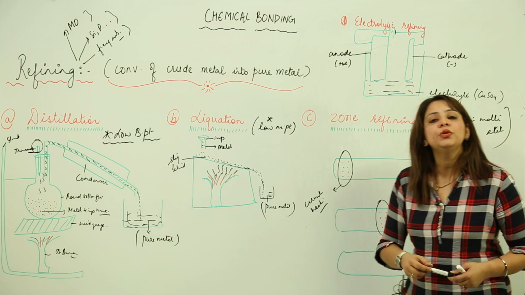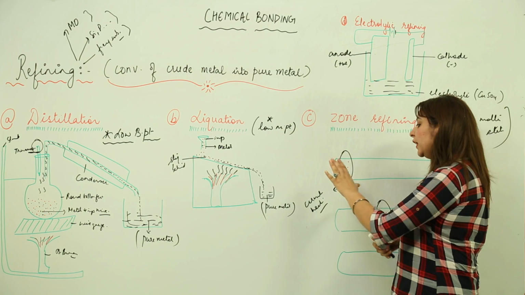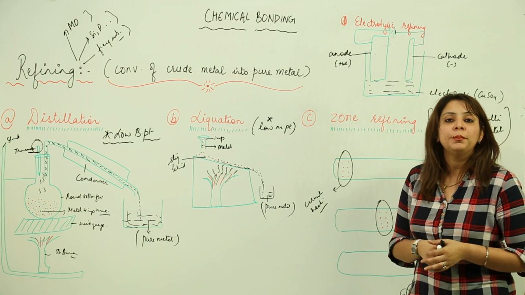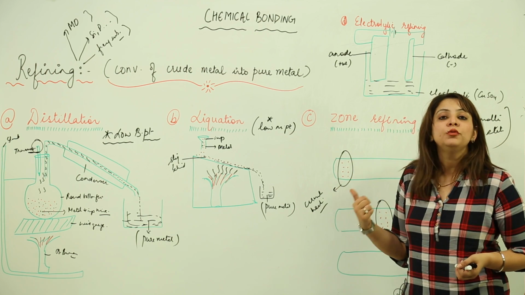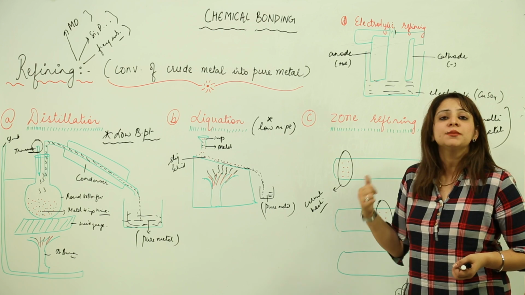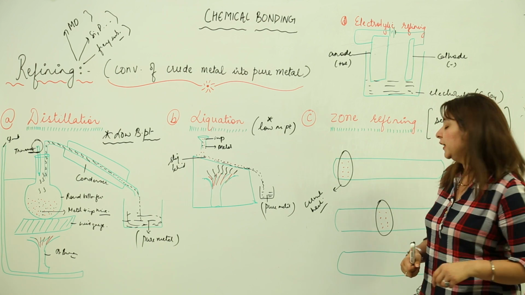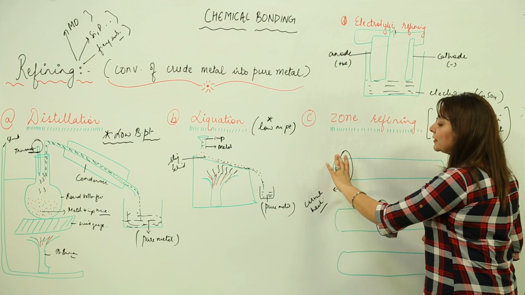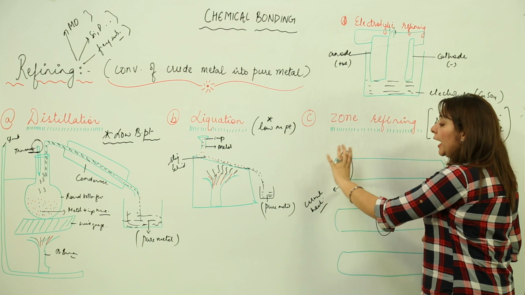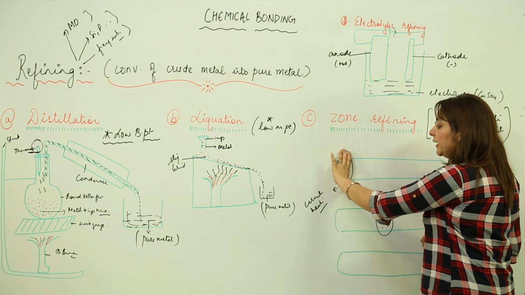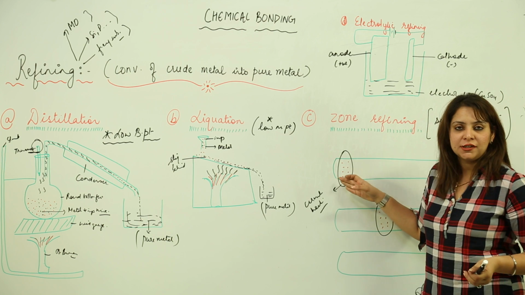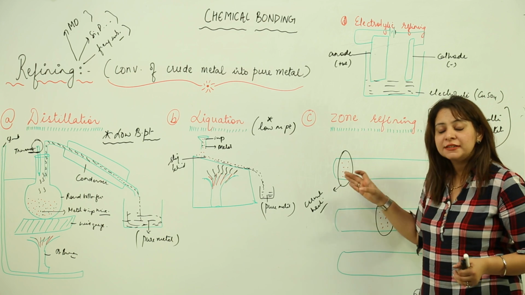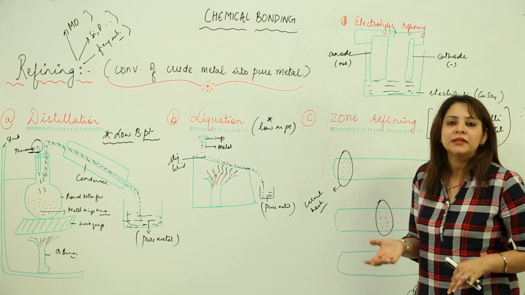You know that there is a specific property that this circular heater is movable. So I'll make this circular heater enter into the rod, and as it enters, it actually melts the impurities. That means the impurities change into a molten state.